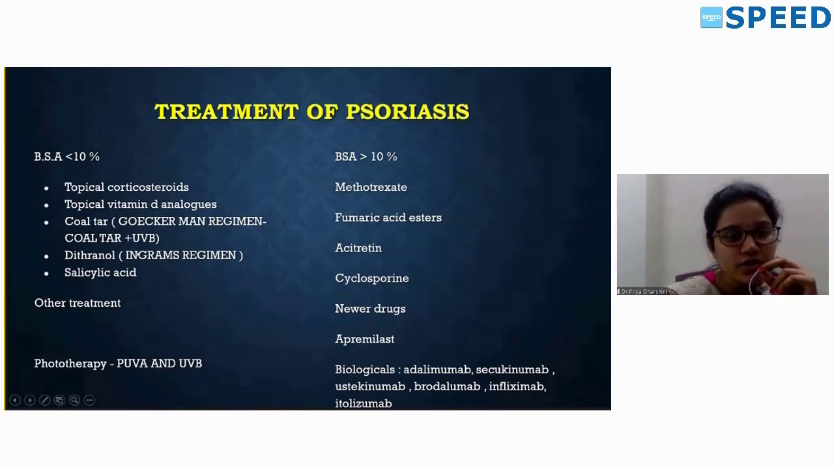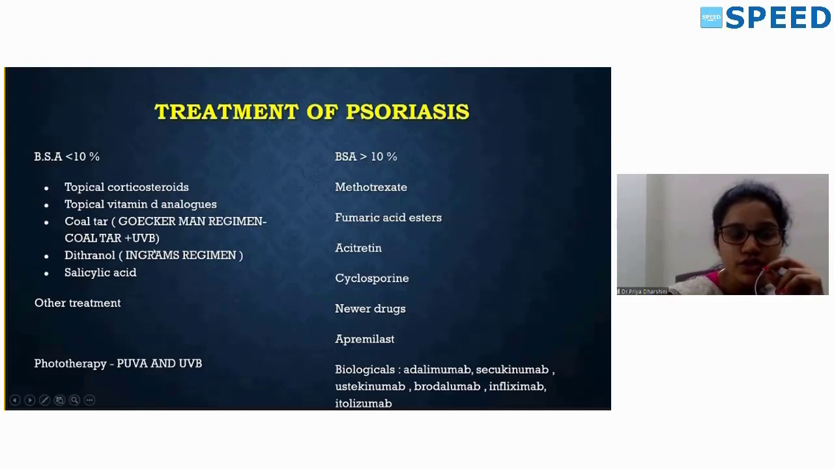Other two regimens used for treating mild psoriasis are Goeckerman regimen, which is nothing but applying coal tar on the patient and exposing the patient to UVB. This is called Goeckerman's regimen. This also they can ask as a direct MCQ. And if you add dithranol along with coal tar and expose the patient to UVB, then it is called Ingram's regimen.